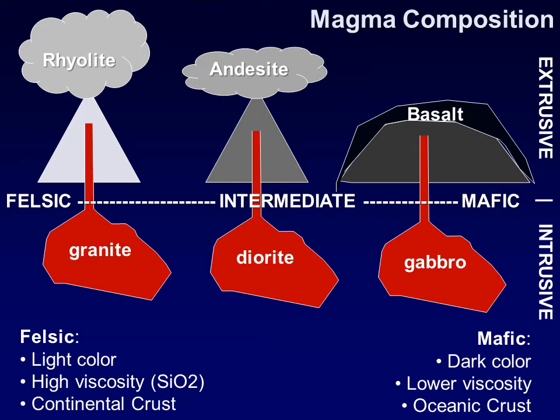And then if we combine those two, we get intermediate. So the rock types there, the intrusive intermediate rock is diorite, the extrusive intermediate rock is andesite, and so that's going to be right in between those two. It's going to be medium color, so it'll be gray instead of white like felsic or black like mafic. It's going to have moderate or fluctuating viscosity, and this occurs when we have a combination of continental and oceanic crust. For example, when an oceanic plate subducts below a continental plate and those magmas mix.